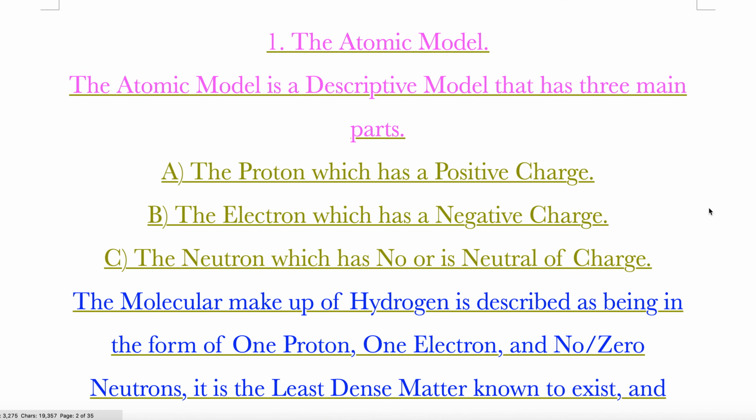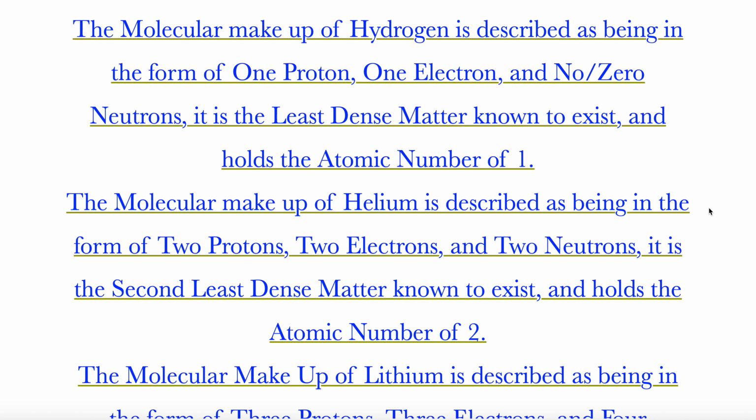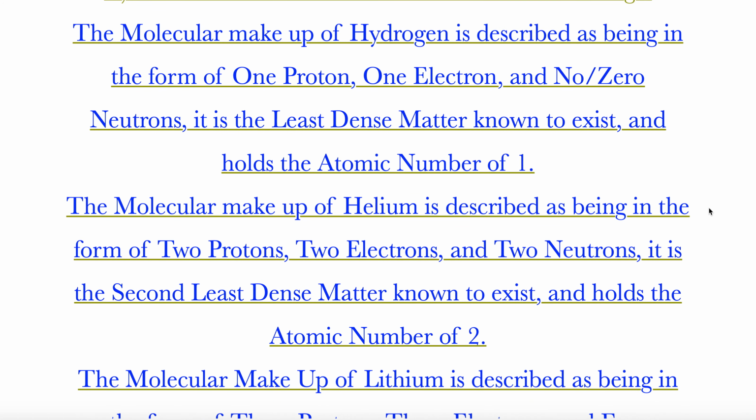Okay. 1. The atomic model. The atomic model is a descriptive model that has 3 main parts. A, the proton, which has a positive charge. B, the electron, which has a negative charge. And C, the neutron, which is neutral of charge. The molecular makeup of hydrogen is described as being in the form of 1 proton, 1 electron, and 0 neutrons. It is the least dense matter known to exist and holds the atomic number of 1.